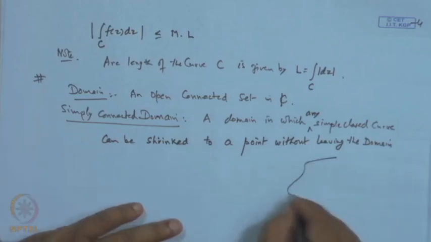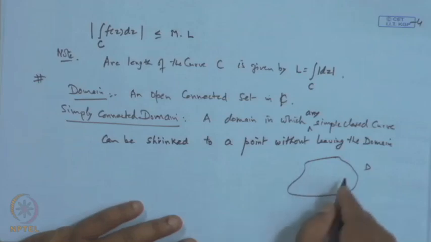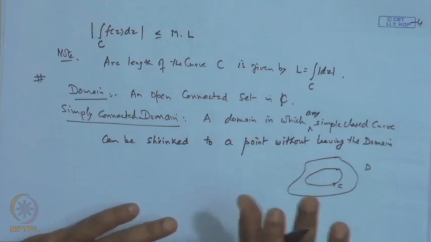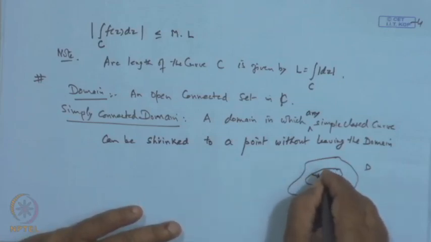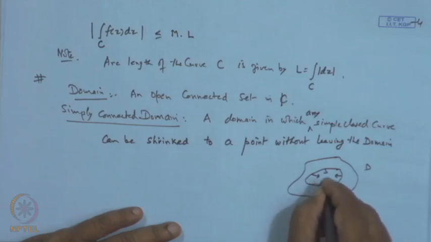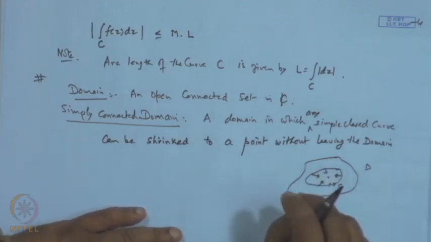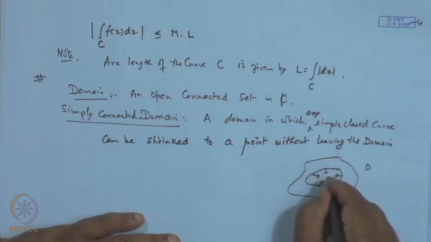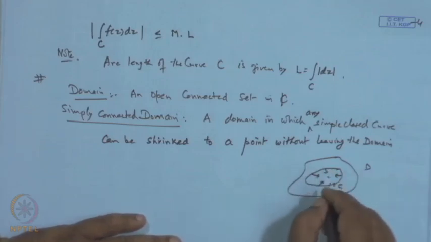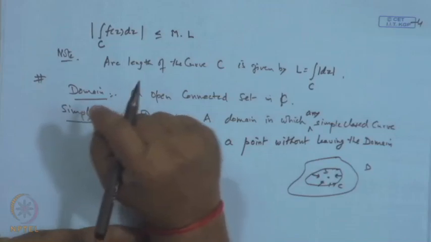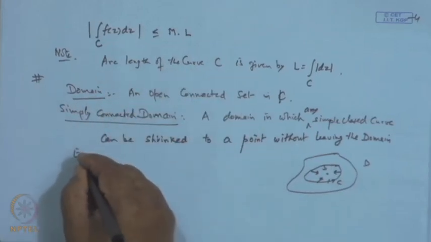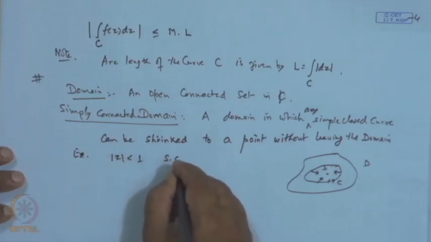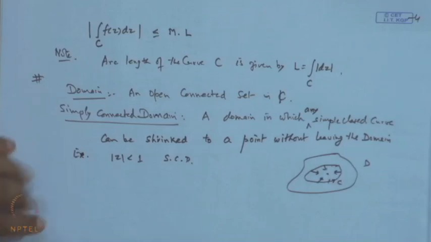So, what is the meaning of this? Suppose this is a domain D. We say this domain is a simply connected domain if we pick any simple closed curve C and squeeze it, and it shrinks to a single point without leaving the domain, meaning no point during the shrinking is outside of the domain. For example, the disk mod z less than 1 is a simply connected domain.